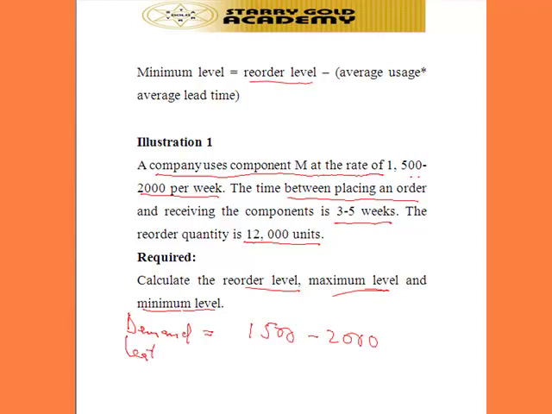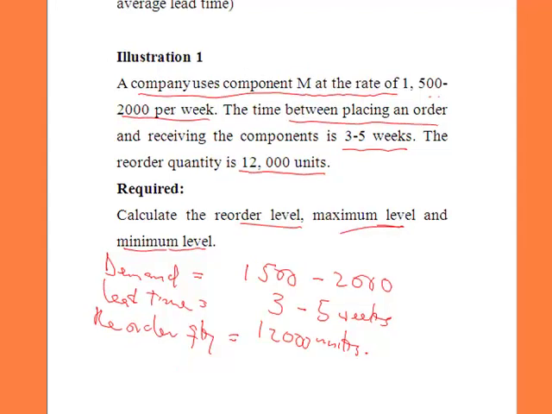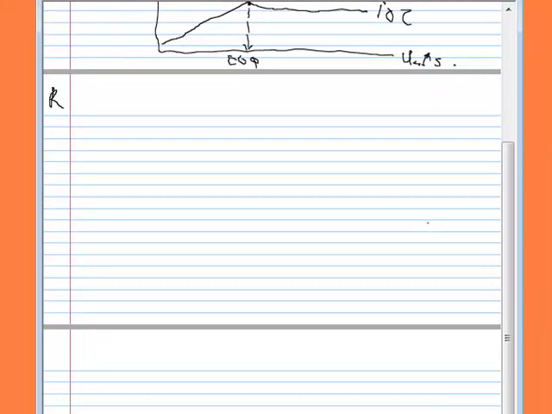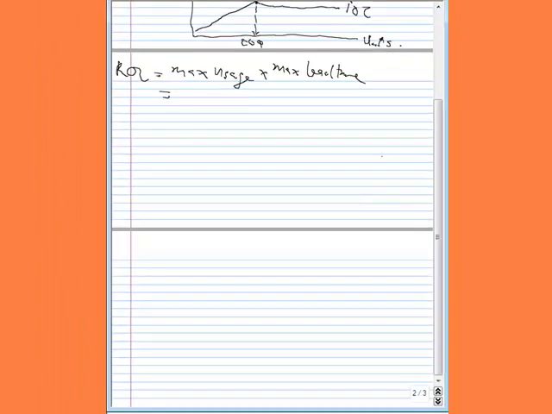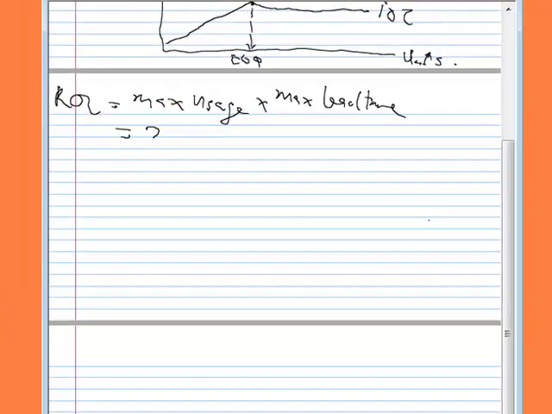Then the lead time, that's the time between placing an order and receiving the components, is 3 to 5 weeks. The reorder quantity is 12,000 units. Then we can now go ahead to calculate the three control levels. The reorder level is given as maximum usage times maximum lead time. What is the maximum usage from the question? 2,000 units. And the maximum lead time? 5 weeks. So 2,000 units times 5 weeks, the reorder level is 10,000 units.